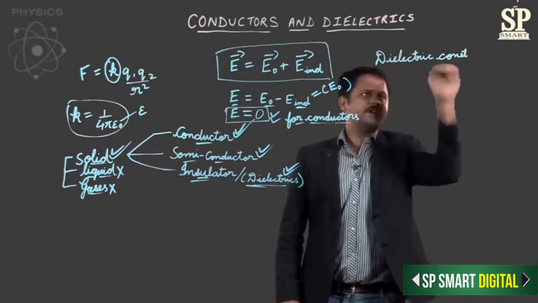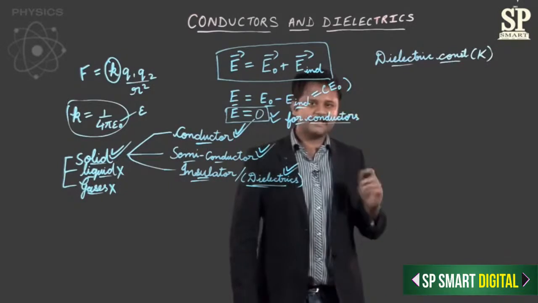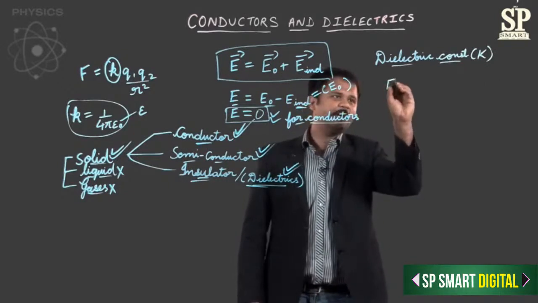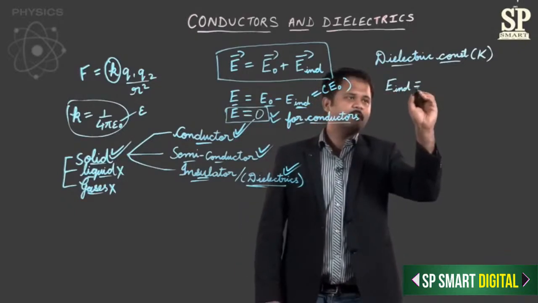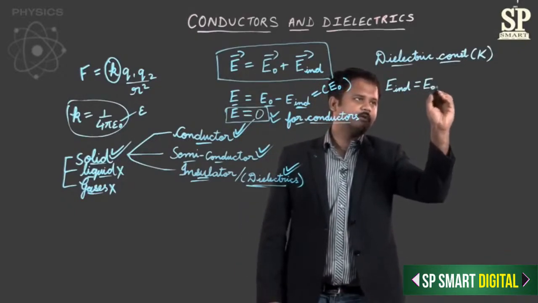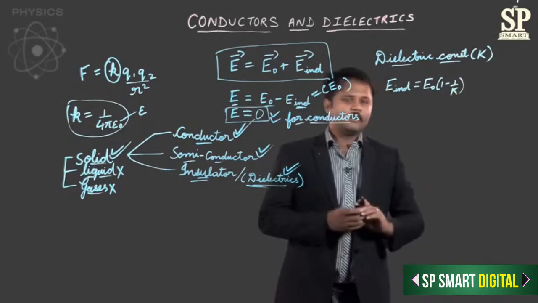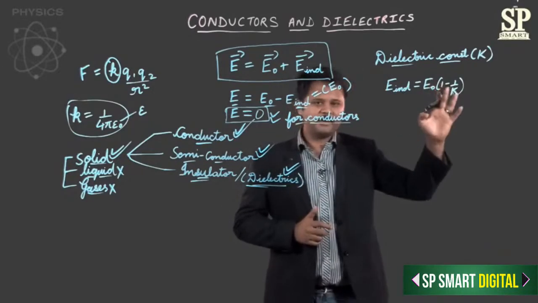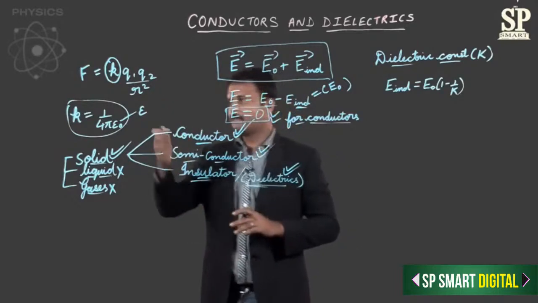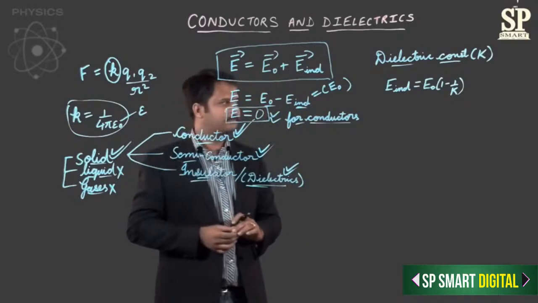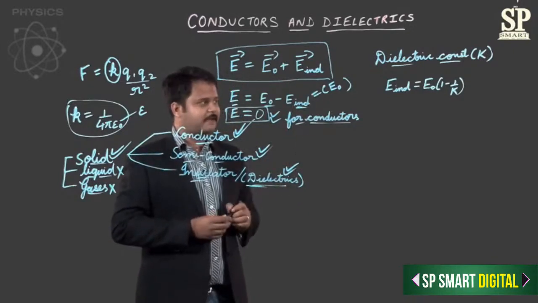So dielectric constant, we will use symbol K for it. It is defined such that the expression for E induced in terms of E naught, the external electric field, can be written as E naught into 1 minus 1 upon K. Remember to note the difference between this capital K, which is the dielectric constant, and this small k, which is the constant of proportionality in Coulomb's law. These two are different quantities. So this is the relation that we get.